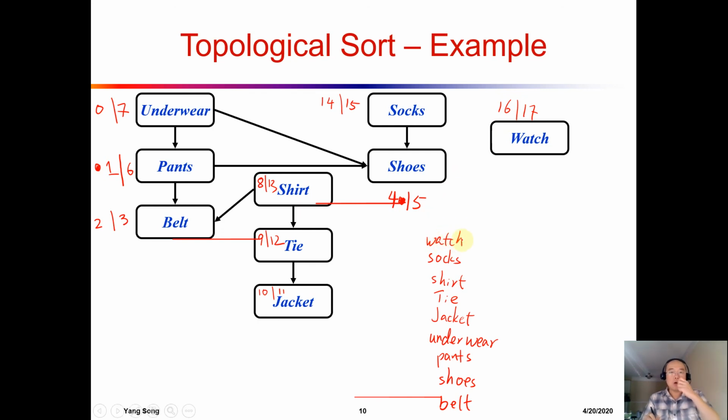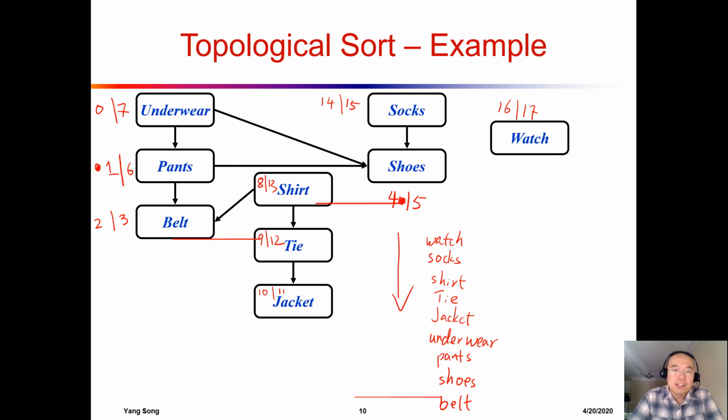Okay, so if you follow this step, I have been using the DFS, and for each node I have finished, I write it down in reverse order, from the bottom to the very top, right? So now if you take this sequence and read it top down, I can put on my watch, and then socks, and then shirt, tie, jacket, and then underwear, pants, shoes, and belt. So this is a sequence in which I can get properly dressed, right?